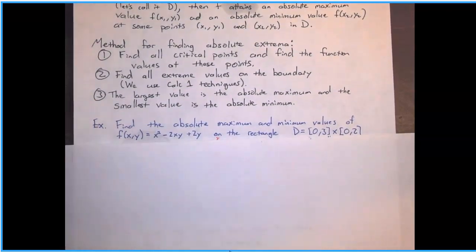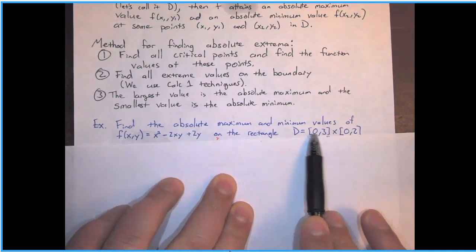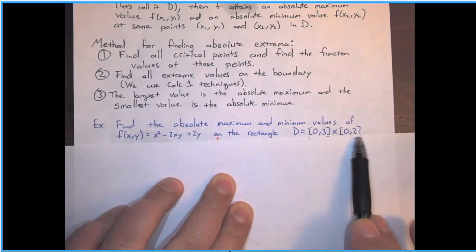Find the absolute maximum and minimum values of this function x squared minus 2xy plus 2y on the rectangle D, the interval [0, 3] crossed with [0, 2]. So first, how do we read this? These are my x values. X goes from 0 to 3. Y goes from 0 to 2.